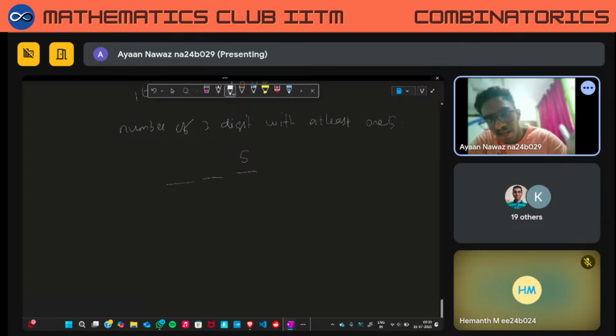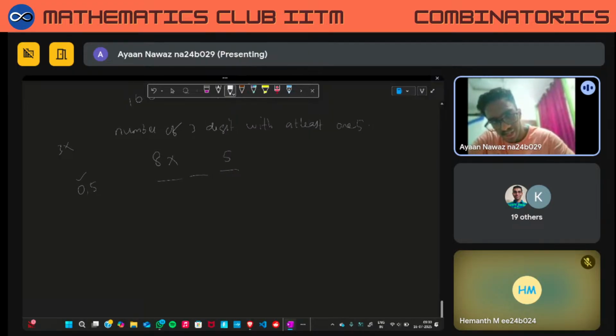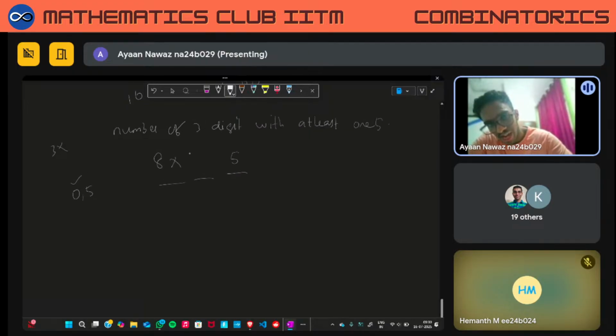So the first time, the last place is five. The first place can have any digit except 0 and 5, because if 0 is there in the first place, it is not a three-digit number anymore. So it can have 8 digits totally. The second place can have any digit except 5, and that will give us 9 digits. So 72 ways in which the last digit is 5. Second digit is 5, same thing repeats, 72 ways.